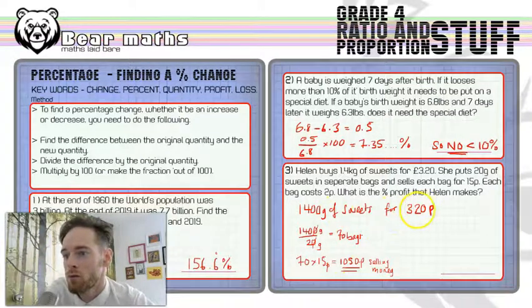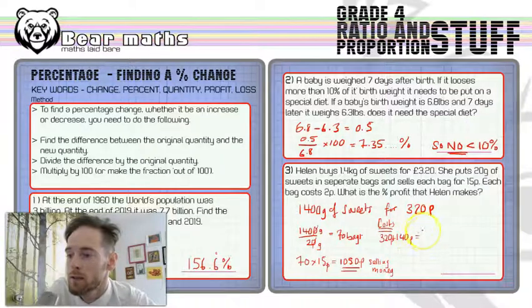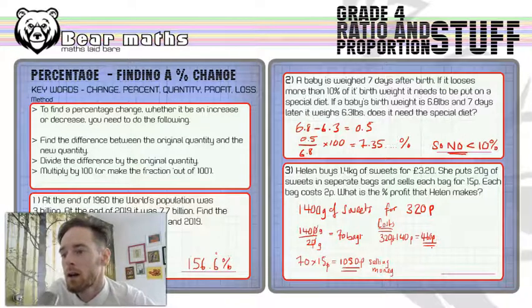So she spent 320p. She's made 1050p, which is quite good. But we've got to factor in the cost of each bag as well. So 70 times by 2 is 140 pence on bags. So her costs, this is what you do with business. Costs, you work out how much your costs are. So it's 320 plus 140p for the bags equals 460 pence. There's the costs.